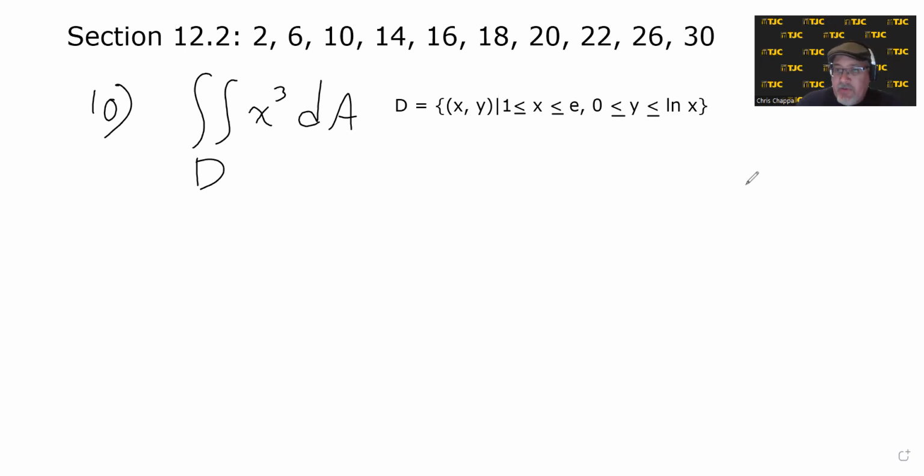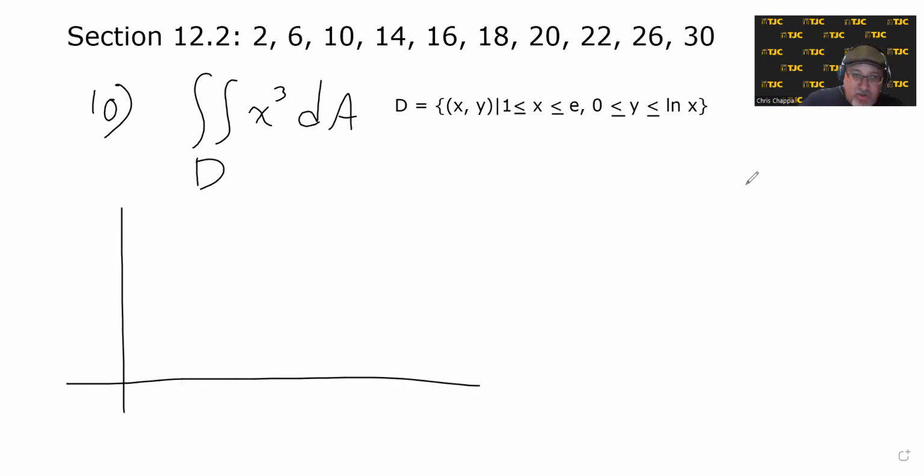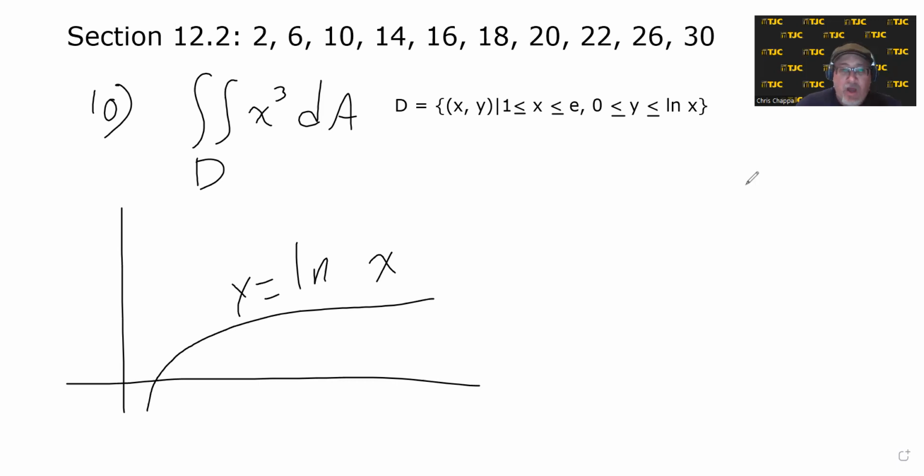We know that y is bounded below by 0 and above by the natural log of x. Y equals natural log of x looks like this. Y equals ln x. The x-intercept is 1 because, of course, natural log of 1 is 0. And, of course, y equals 0 is the x-axis. So that's the bottom boundary of our region.